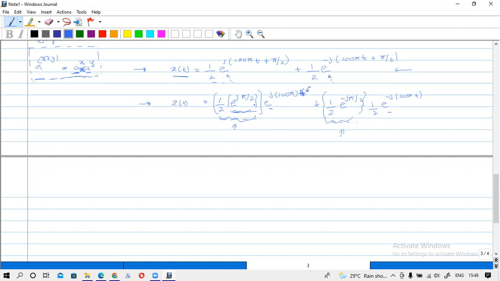How to find the coefficients number? You have to write these terms in terms of omega naught t. I think we have done this. So what is the omega naught here?